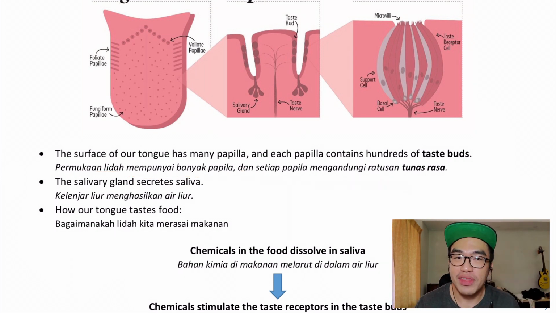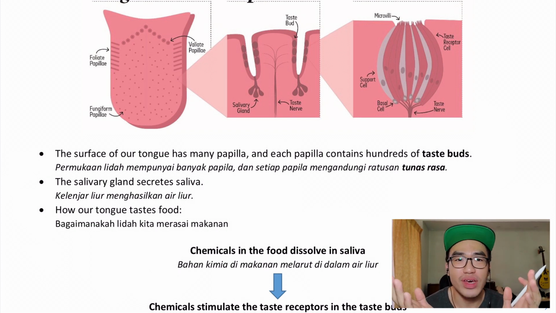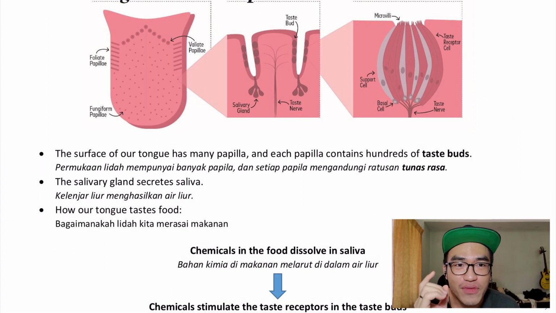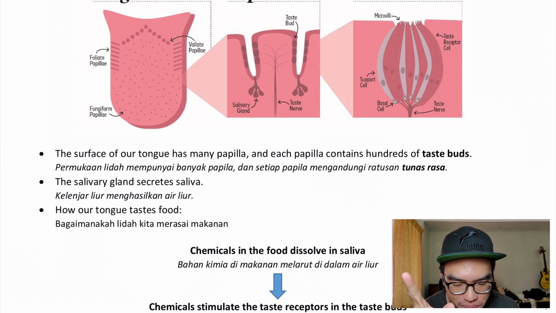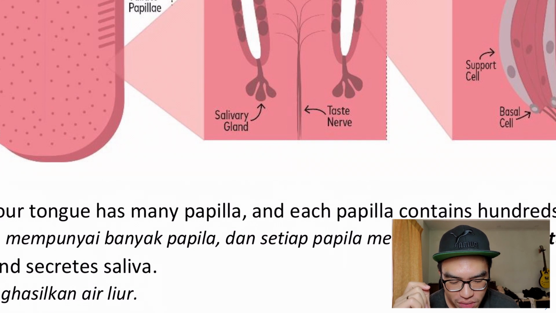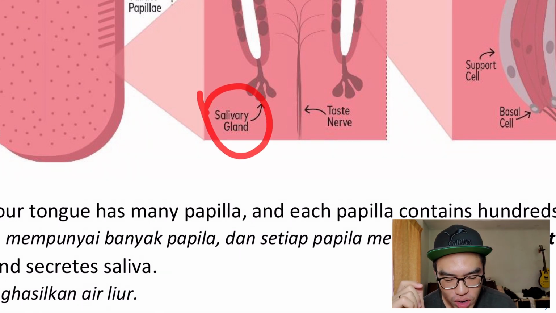If you put this together, we have millions of taste buds on your tongue. This is why we are able to taste so many awesome foods around us. We cannot only just rely on our tongue. If you look closely into our papilla, you should be able to see something called your salivary gland, or in BM we call it kelenjar liur.